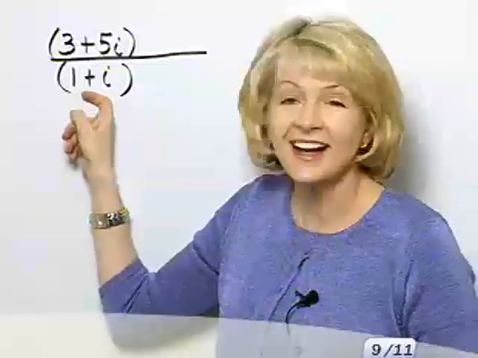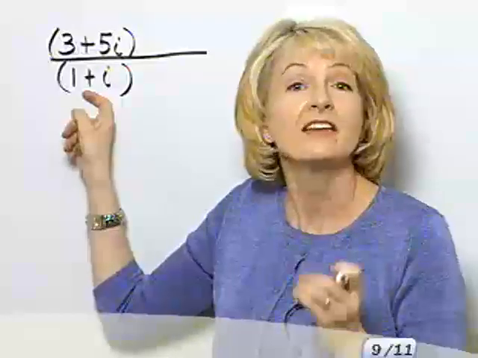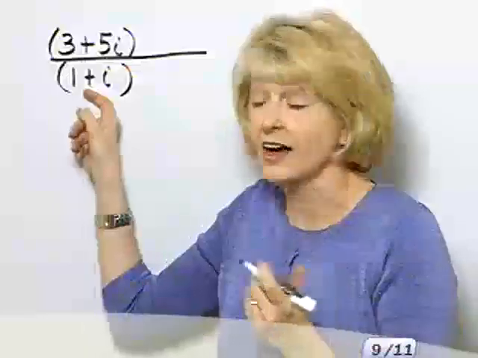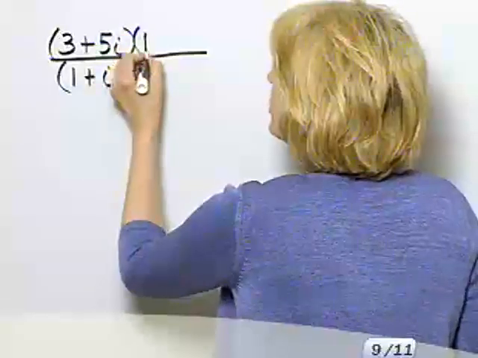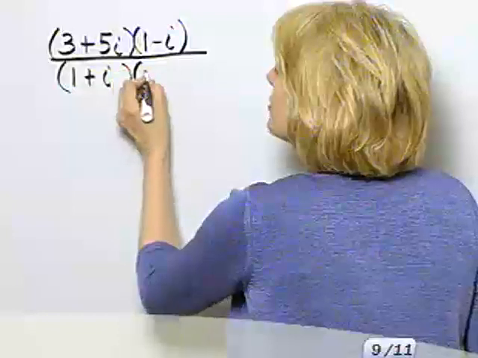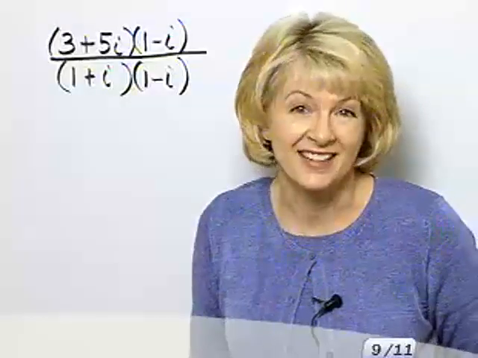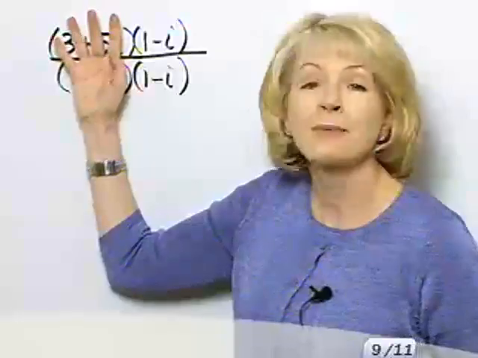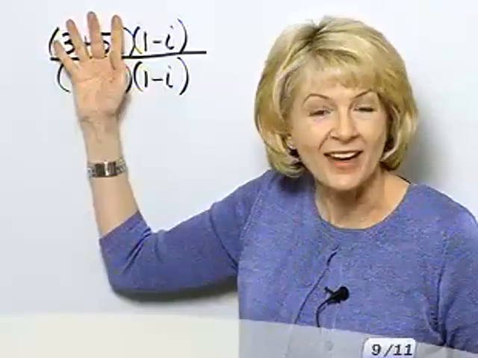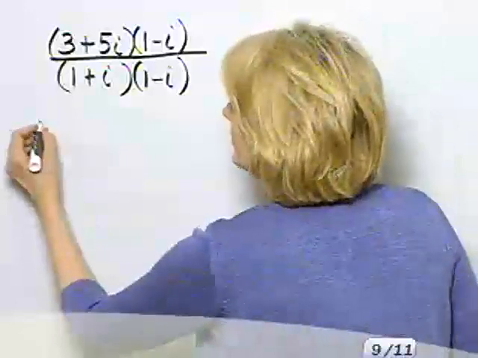Now, what is the conjugate of 1 plus i? It is 1 minus i. So multiply numerator and denominator by the exact same thing, 1 minus i. Same thing as multiplying by a form of 1, but let's see what this does.